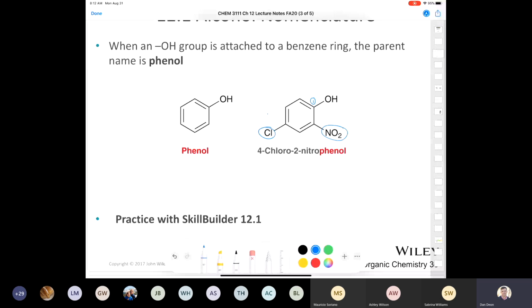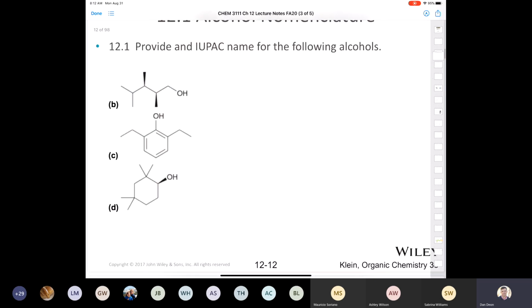And you want to number those so that you give them the lowest possible numbers. If I was to go counterclockwise, 1, 2, 3, 4, I end up with a 4 chloro, 5, 6, but then I have a 6, right? And the way that they have it numbered, which is 2 and 4, are lower numbers. And so that is the correct way to number it. So going like this, 1, 2, 3, 4. You're going to see later on in this class that we're going to spend even more time naming aromatic compounds. So let's take a look at some examples.